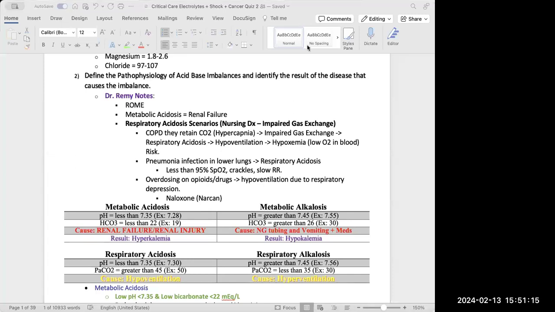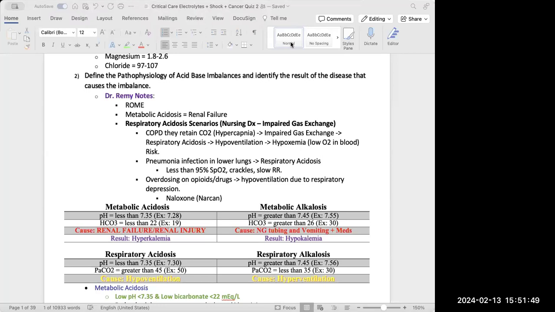COPD, they retain a lot of CO2. And pneumonia, because they're not breathing properly, they retain a lot of CO2. Overdosing on drugs such as opioids causes respiratory depression, meaning slowed respirations. So we also have respiratory acidosis. I was also noticing that on CoursePoint, they actually ask questions like this. They ask if a patient has emphysema, what sort of acid-base imbalance would you expect? And the answer was respiratory acidosis.